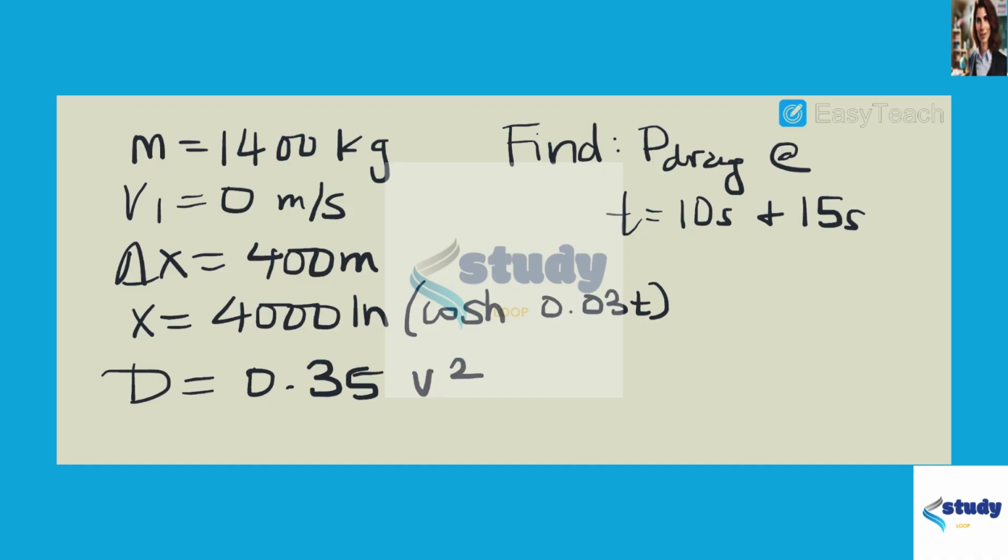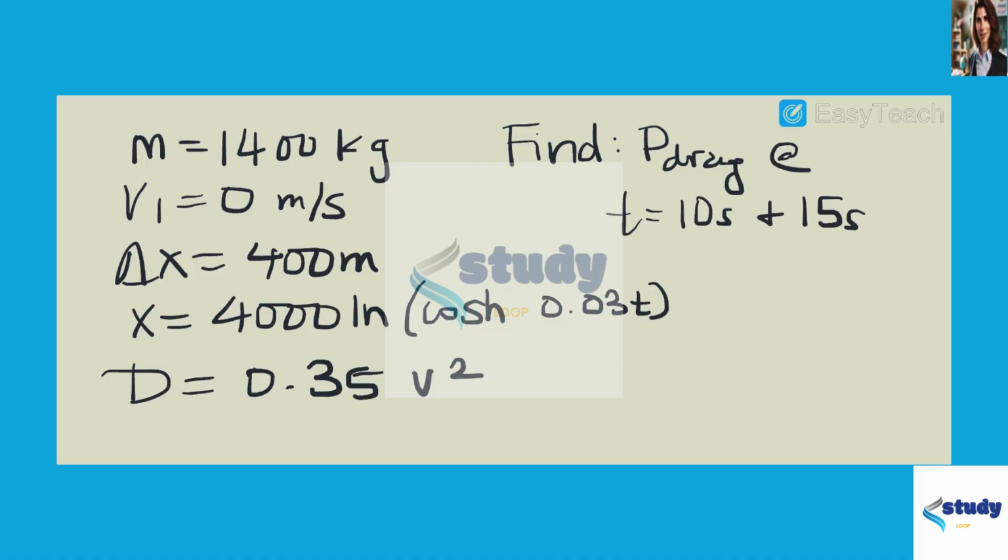What we're going to be looking at is the concept of power dissipation. What we have is a car of mass 1400 kilograms that is starting from rest, going through a displacement cycle of 400 meters. And the x, basically the horizontal motion, is described by this function shown here, where x equals 4000 ln cosh 0.03t, and t is time and x is meters.